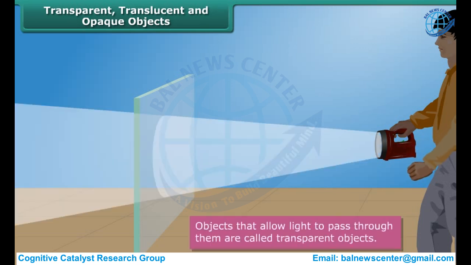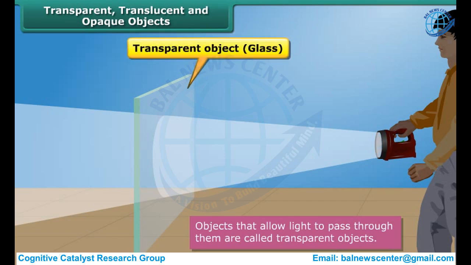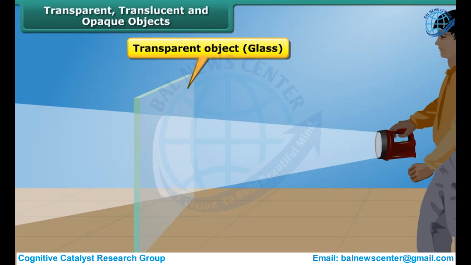Objects that allow light to pass through them are called transparent objects. Most of the light falling upon a transparent object passes through it to the other side, thereby allowing us to see through them. Glass, clean air, pure water, etc. are examples of transparent objects.